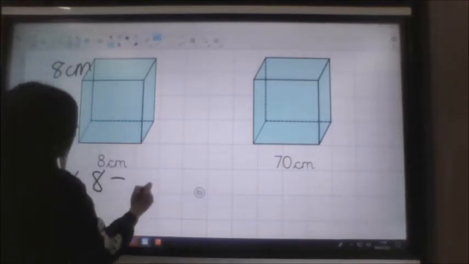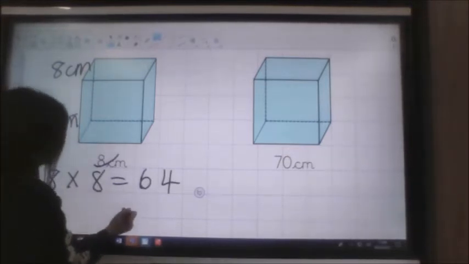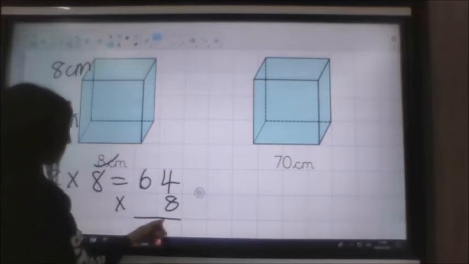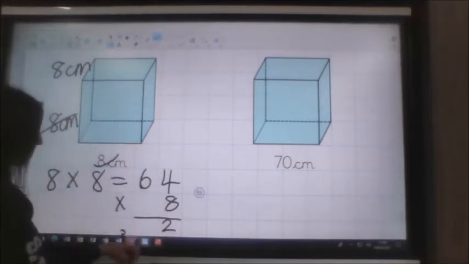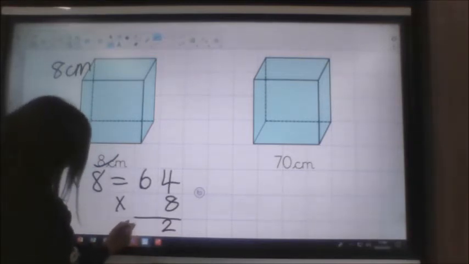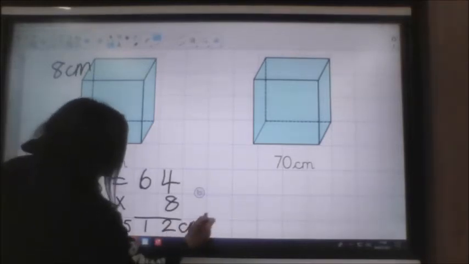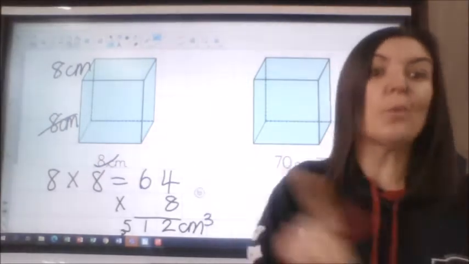I know is 64, and then I multiply 64 by 8, so 4 times 8 is 32, 6 times 8 is 48, plus 3 is 51 centimetres cubed. So with a cube, if you've got one side, you know all of them.